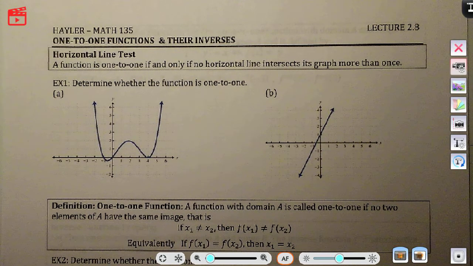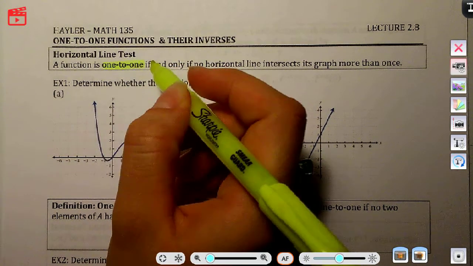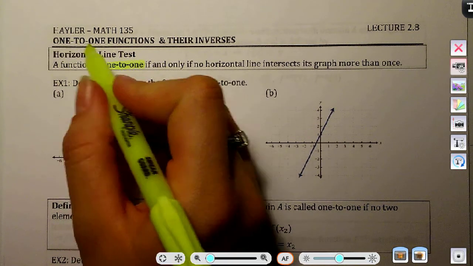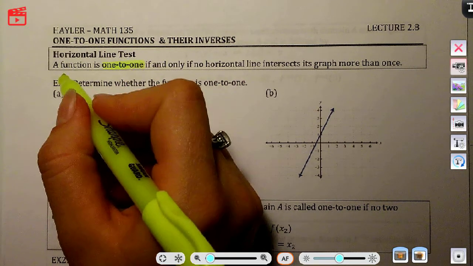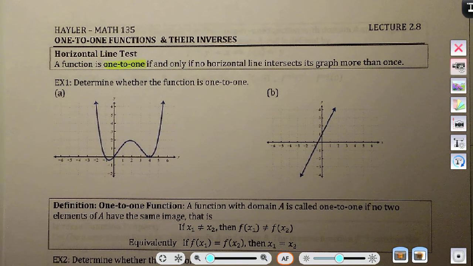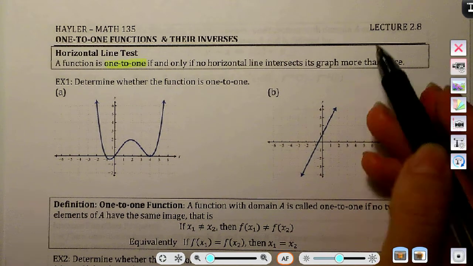Okay, so here we are with one-to-one functions and their inverses, lecture 2.8. So we have the new type of test. It's called the horizontal line test. Not to be confused with the vertical line test. The horizontal line test is to check if a function is one-to-one. The vertical line test was to see if something was a function. Now we have the horizontal line test to see if a function is one-to-one. And it is one-to-one if when you pass a horizontal line through the graph, it touches no more than once.